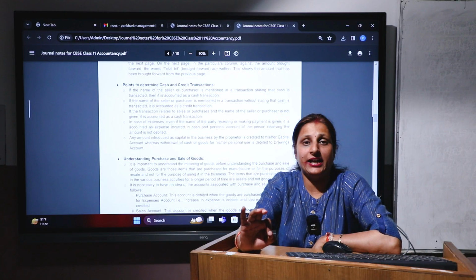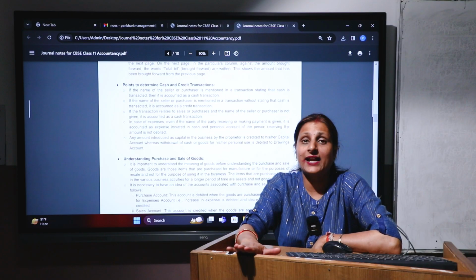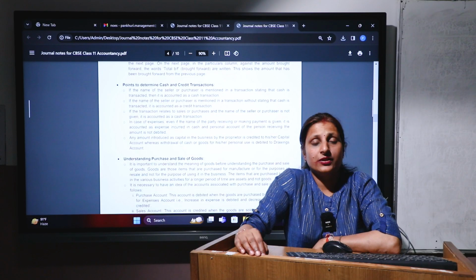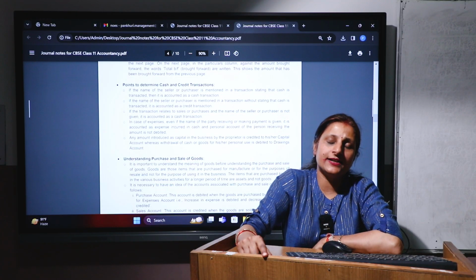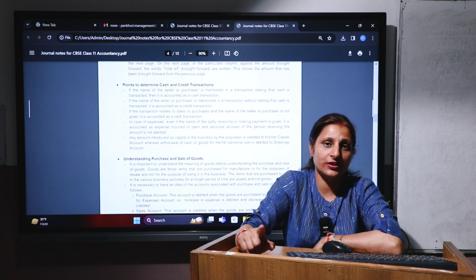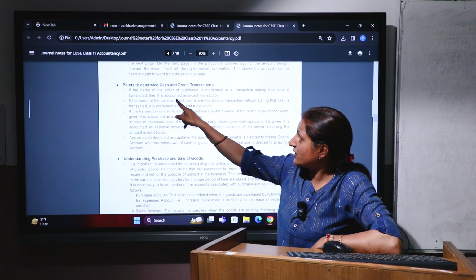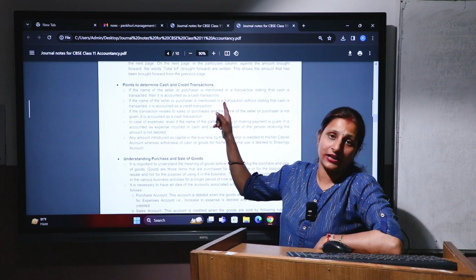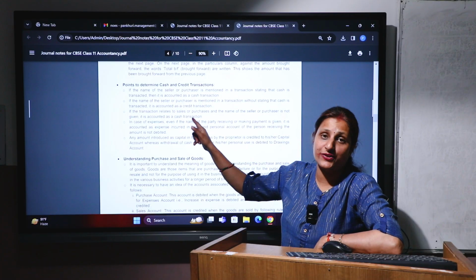But if the name of an individual is written, seller or purchaser, anybody, but it is not written that it is a cash transaction, then we will consider it as a credit transaction. If no name is mentioned, in that case also you will consider it as a cash transaction. But if a name is there and it is not written that it is a cash transaction, in that case that transaction will be considered as a credit transaction. If the name of the seller or purchaser is mentioned in a transaction without stating that cash is transacted, it is accounted as a credit transaction. But if the transaction is related to sale or purchase and the name of the seller or purchaser is not given, it is accounted as a cash transaction.